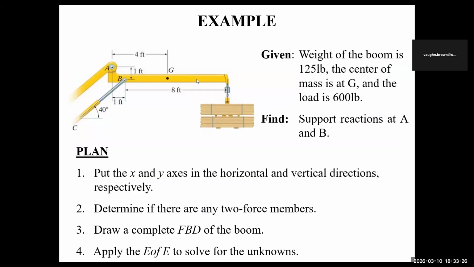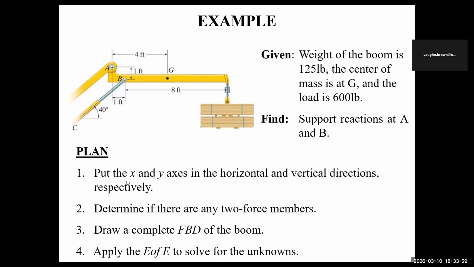So for this problem now, the weight of a boom is 120. The boom is lifting up this crate here, and the center of mass is right here, and the load is 600 pounds. So this is 600 pounds being lifted up. You have support reactions at A and B. You know that there's a reaction going into here, a load coming down here, and a weight coming down here, which is 600. And then you want to find the reaction at these 2 points.